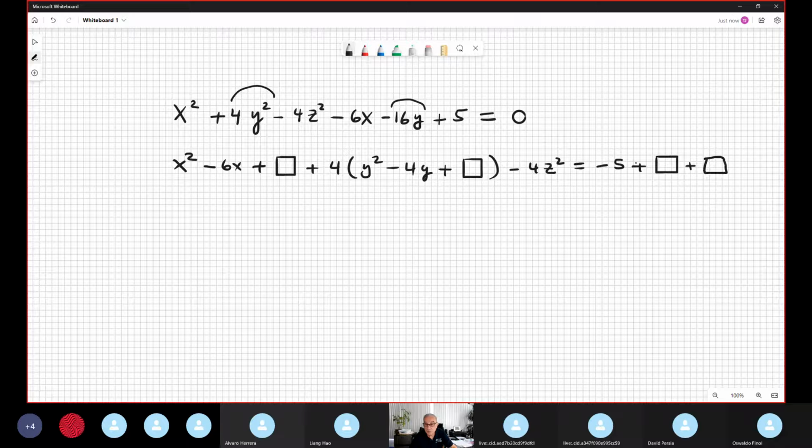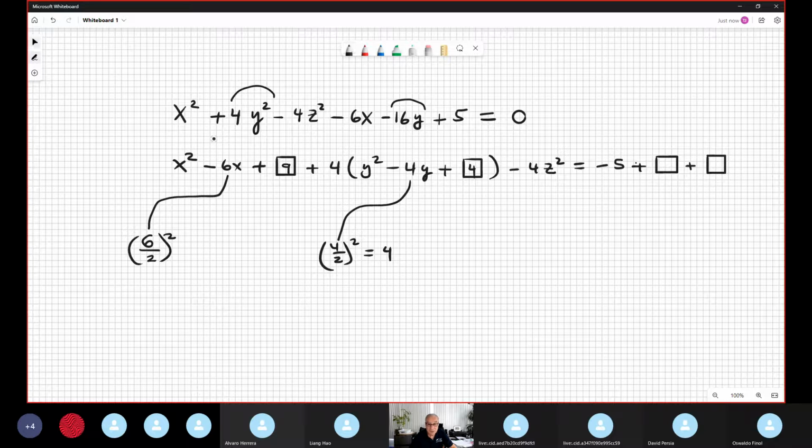To find the number in the first box, you take this number, I repeat this several times, 6. I don't care, the sign is not important. You divide by 2 and square. 6 divided by 2 is 3, 3 squared is 9. This is the number, 9 here. Likewise, 4 divided by 2 is 2, squared is 4. It's a coincidence, 4, 4.